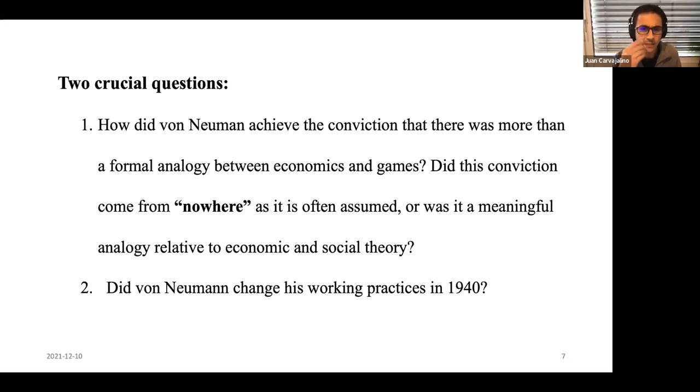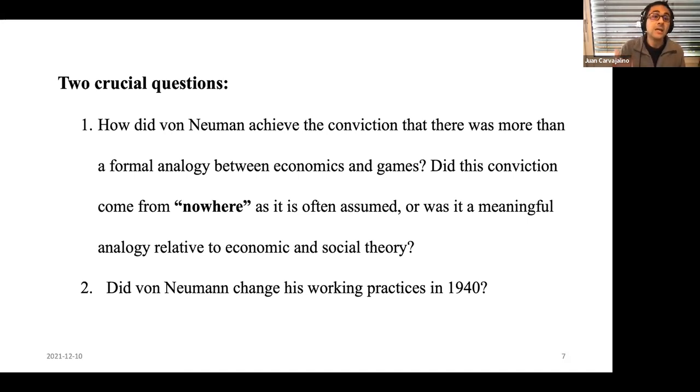And of course, you might already see where I'm getting at, because the alternative is: was it a meaningful analogy relative to economic and social theory? Remember that in the paper I've just published, I argued, when solving the mystery, that I could trace that von Neumann was actually reading the economists' work, and that he felt confident to do what he was doing because he was reading and modeling what his economist friends were doing, right? And so this leads me to the second question, which is, did von Neumann change his working practices?